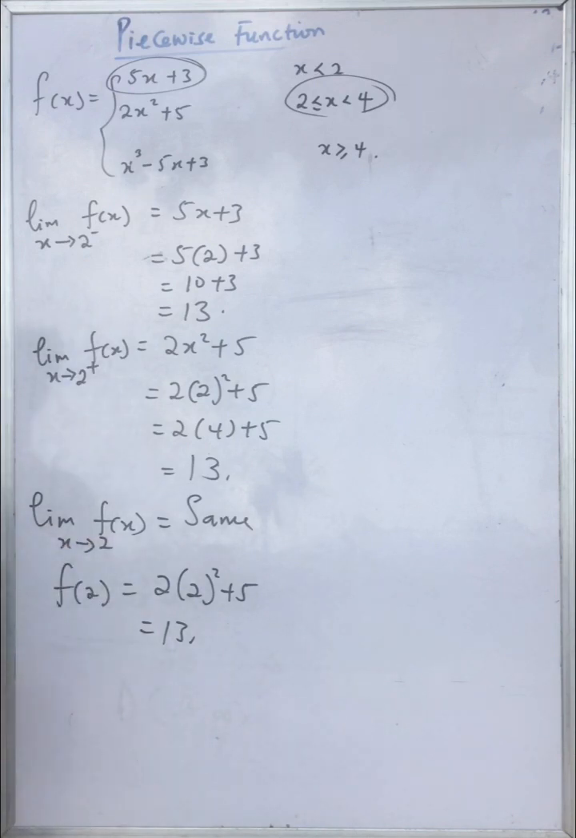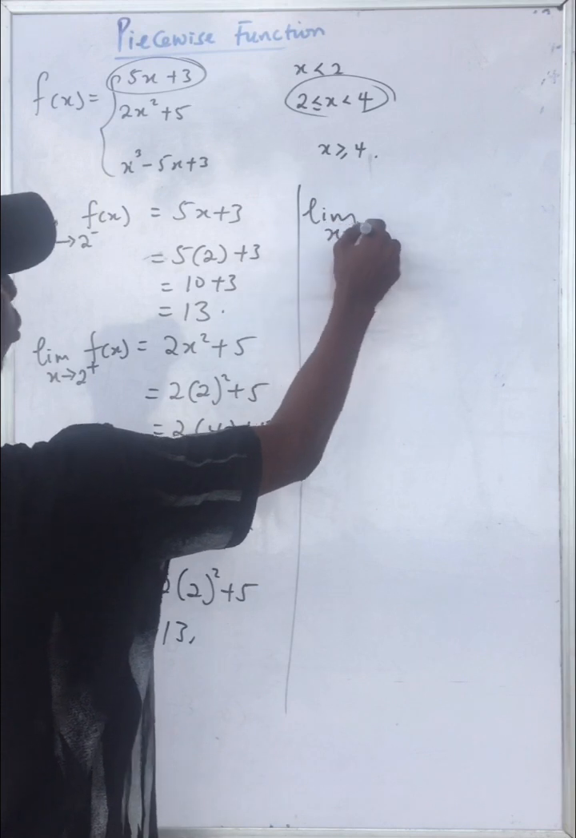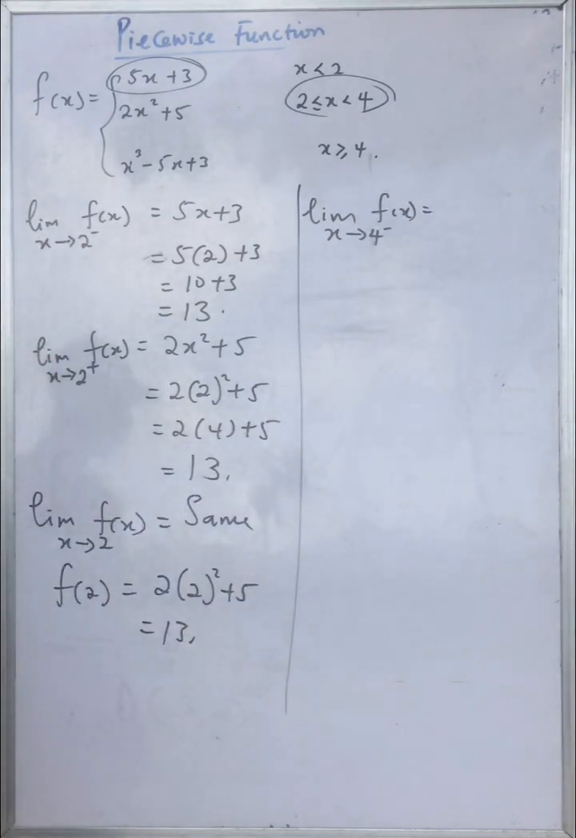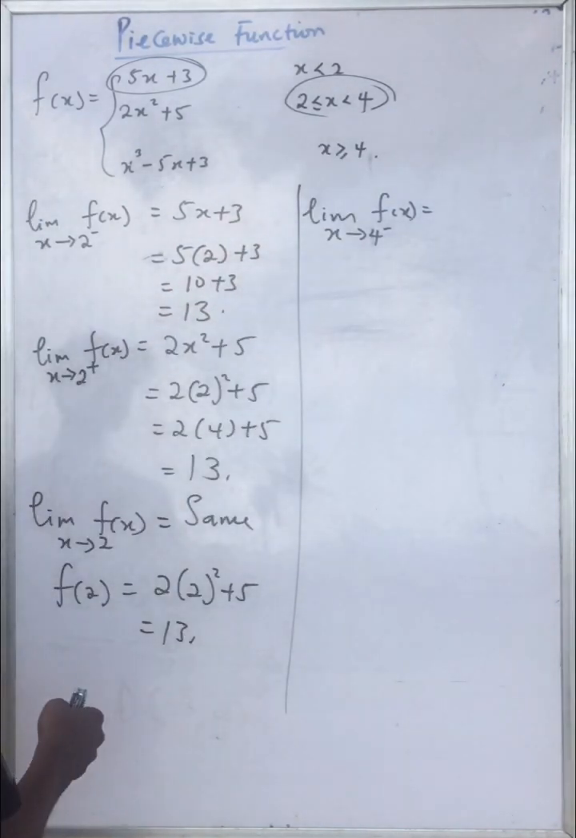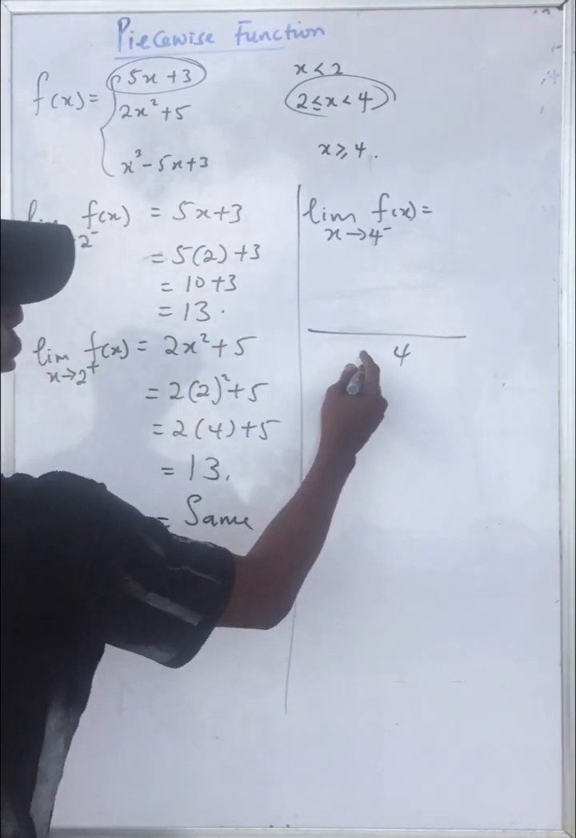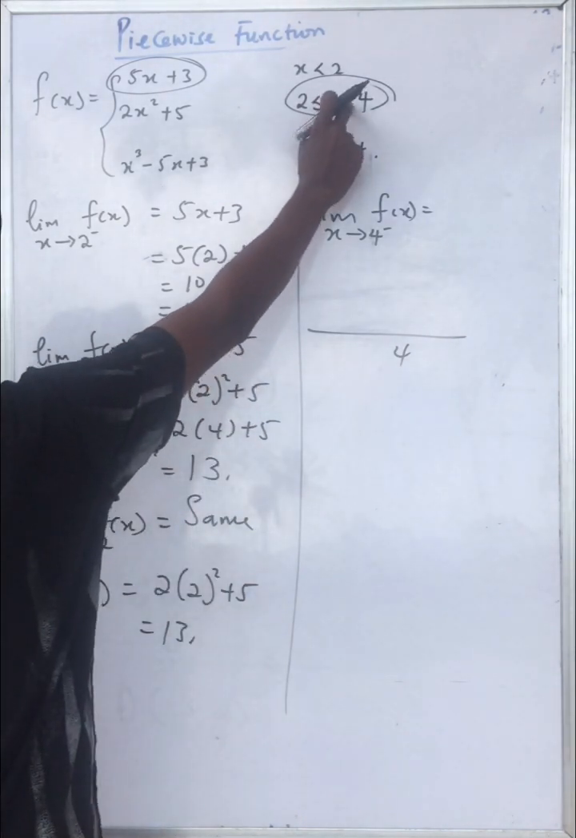Let me quickly solve another one. Let me give another question. Let me say the limit as x approaches 4 from the left. Now what will be the limit as x approaches 4 from the left? Look at it here. x is a number that is less than 4. So approaching 4, we have 3 point something, and 3 point something falls in this range here.